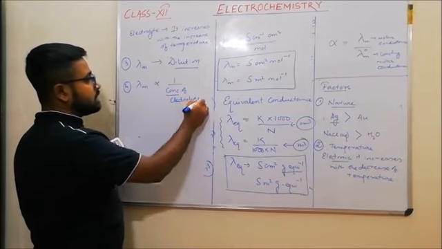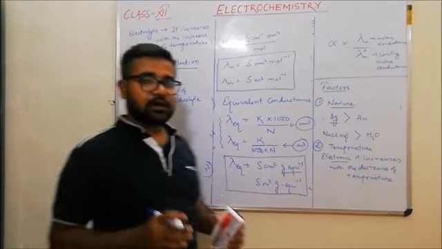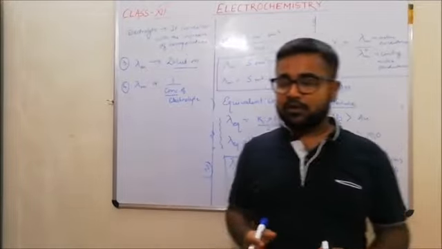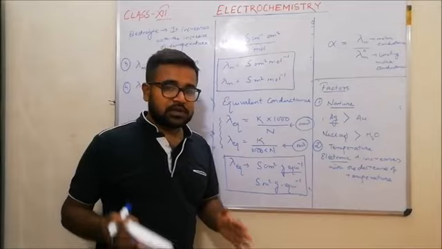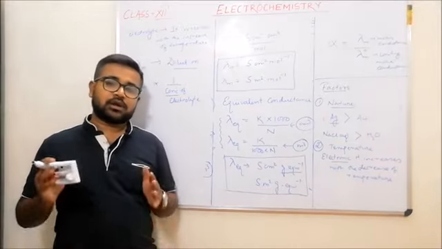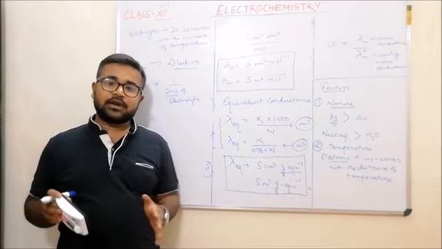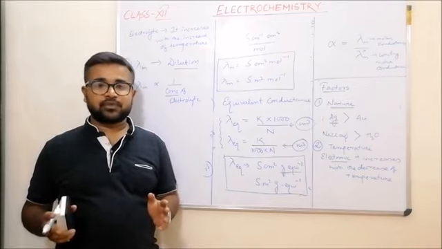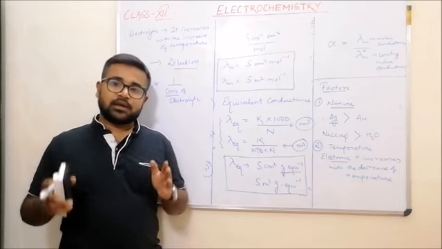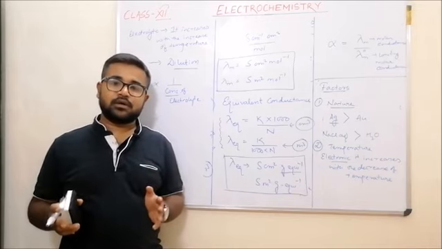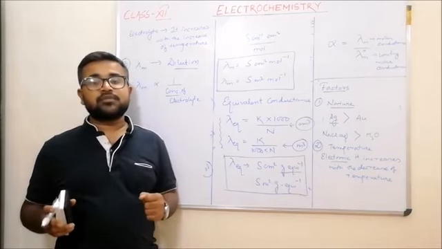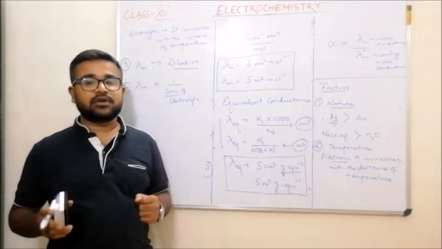So these are a few factors on which the conductivity and the conductance depend, in which it increases or decreases according to these factors. So in this video we have discussed the conductivity of electrolytes. In the next video we will discuss the conductivity of weak and strong electrolytes and Kohlrausch's law, and then we will discuss some numericals related to conductivity of cell.